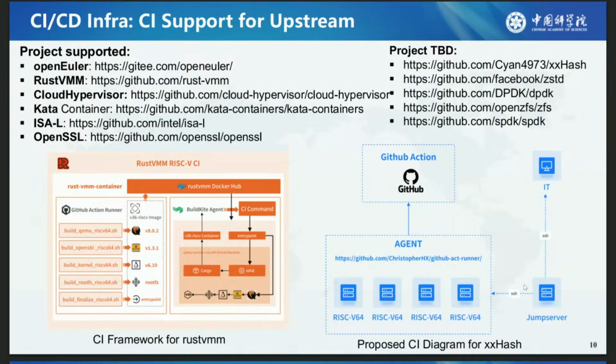And then the CI/CD infra. We are offering and maintaining CI/CD services for the following open source projects. First is openEuler, and then for the virtualization stack, we offer and maintain CI infra for rust-vmm, Cloud Hypervisor, and Kata Containers, as well as for the storage stacks, ISA-L and OpenSSL. And more projects are under discussion with the community.